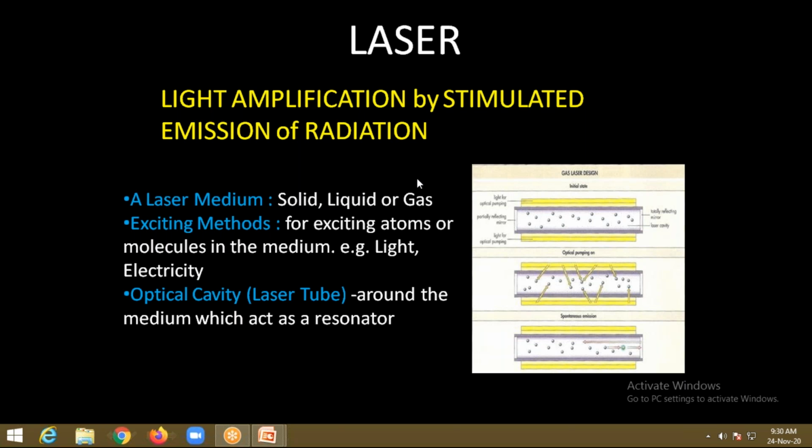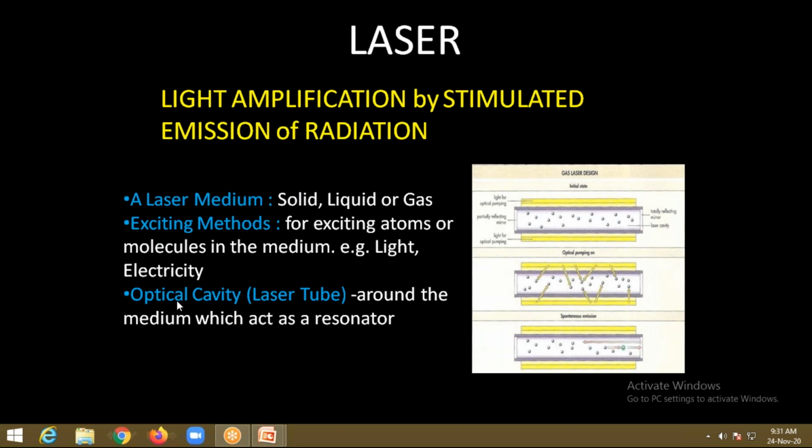Basically a laser machine contains three parts. There is a laser medium, which is present within the cavity bordered by mirrors. One is a partially reflecting mirror, and the second is a totally reflecting mirror. Then there is the method for exciting the atoms or molecules in the medium; you can use light or electricity. Here, light is used, which excites the atoms within the medium.